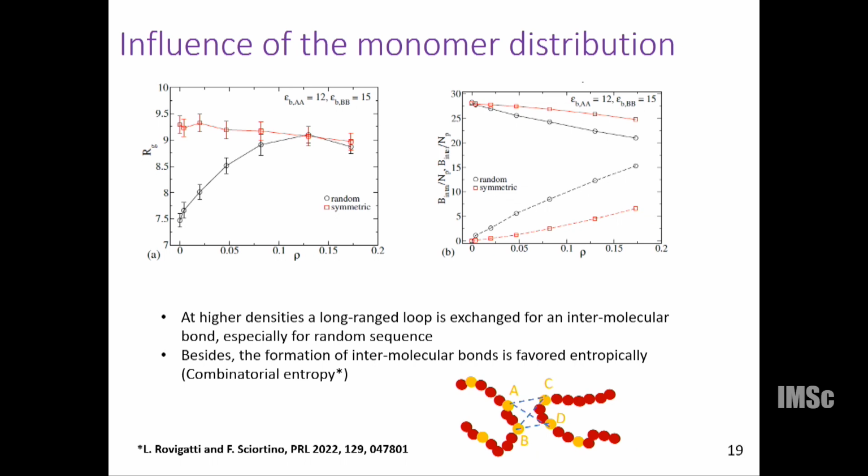Imagine an arrangement like this. For example, if A and B were to form an intramolecular bond, there are only two ways that can happen here, A-B and C-D. But if A were to participate in intermolecular bonds, there are many possible arrangements. So the system wants to enhance the combinatorial entropy by forming such intermolecular bonds, which happens at higher densities.